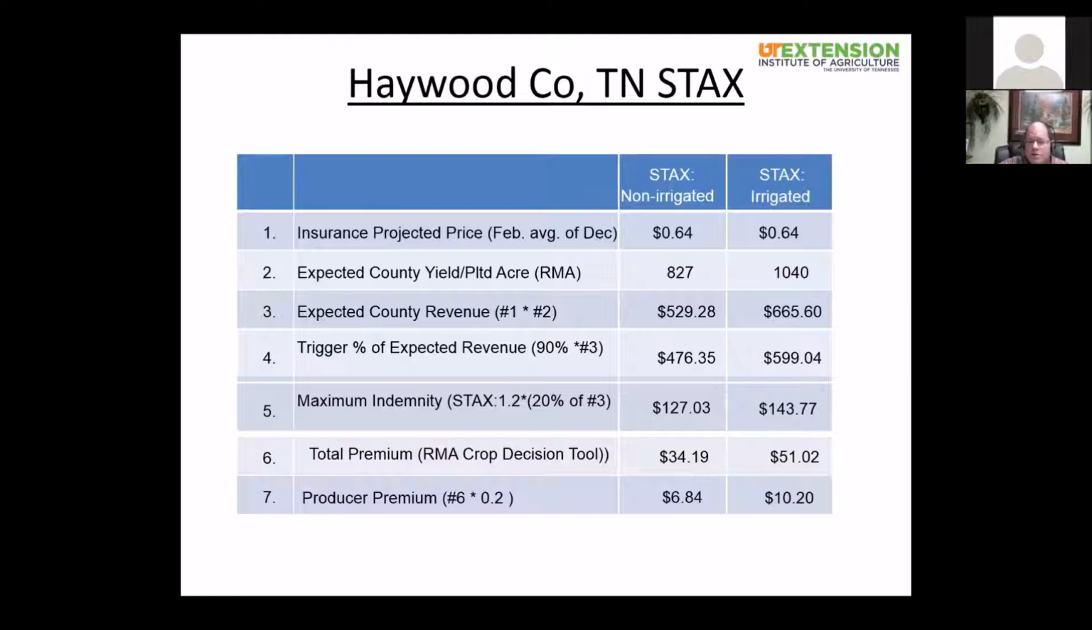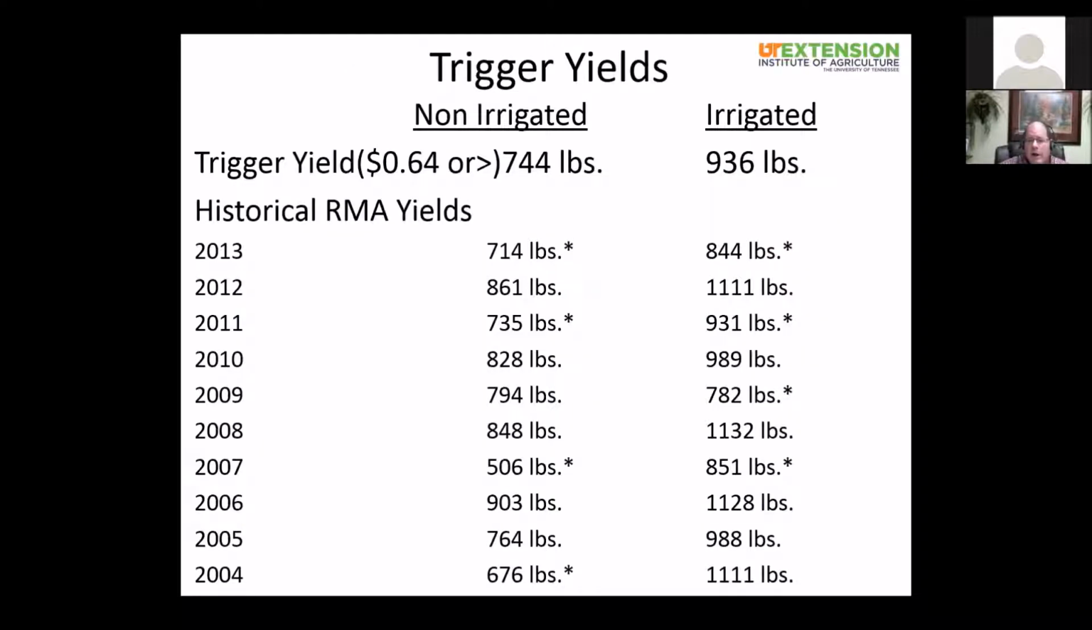All right, let's look at some trigger yields that we would have. Now, if we look strictly at, say, prices stay in this range that we're at, mid-60s, 64 cents or higher, I guess. But let's look at that first. If we do that, our trigger yield in that case for the non-irrigated is 744 pounds. So for this program or policy to pay, the STAX policy, as parameters that I've selected, for it to pay the cotton in Haywood County, the county yield on planted acres would have to be 744 pounds or less, or under 744 pounds.